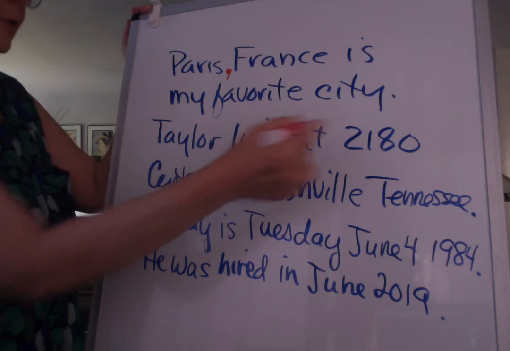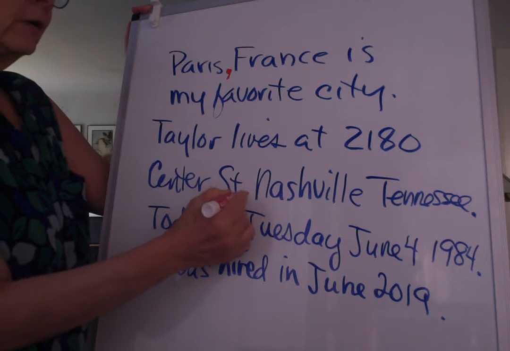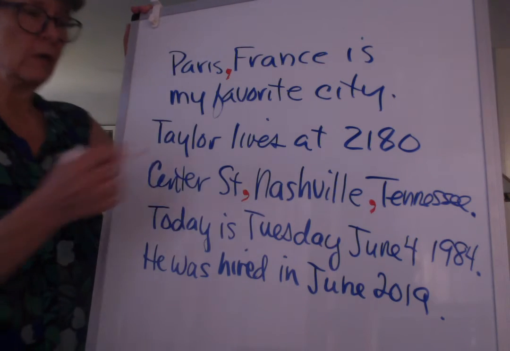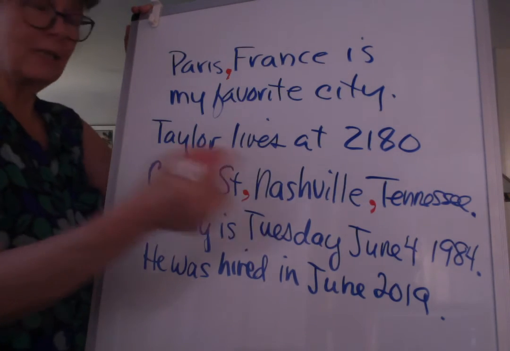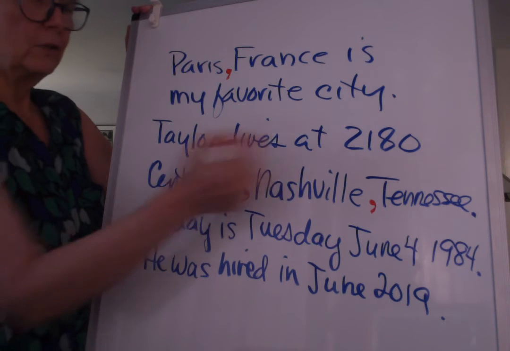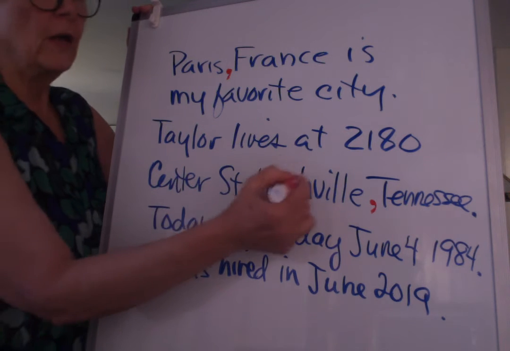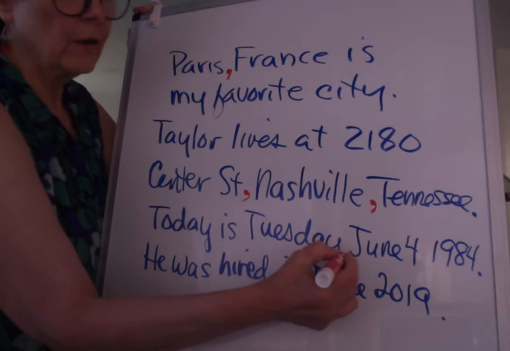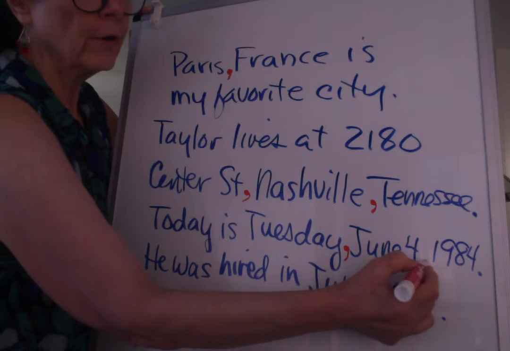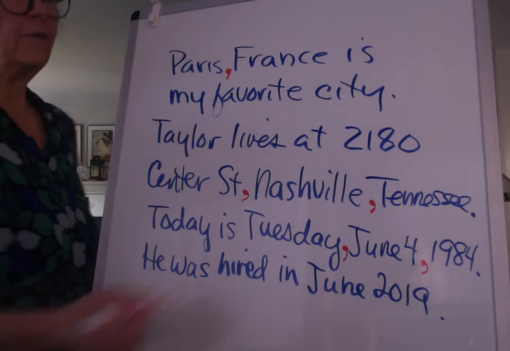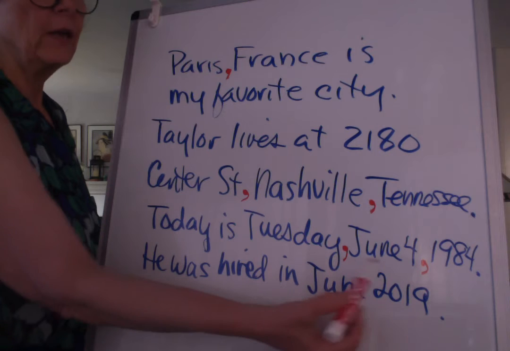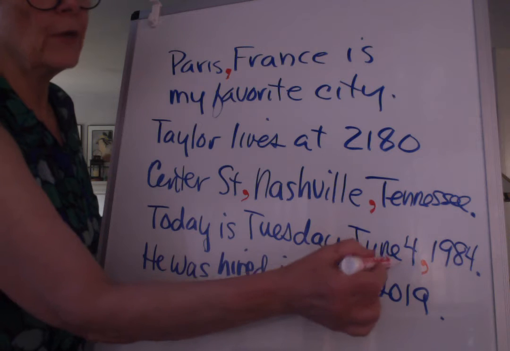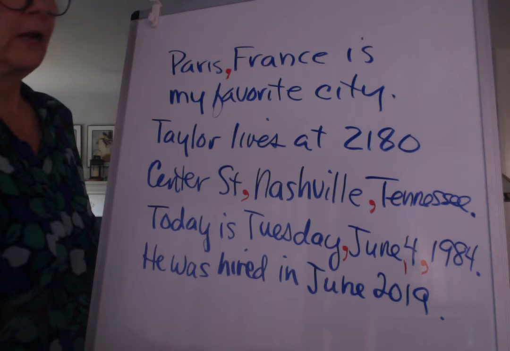Okay, Taylor lives at 21 Center Street, comma, Nashville, comma, Tennessee. So between, because it's in a sentence, between the street address and the street, the city and the state. Today is Tuesday, comma, June 4th, comma, 1984. Between the day of the week and between the month and day and the year. Nothing here, nothing between the month and the day.